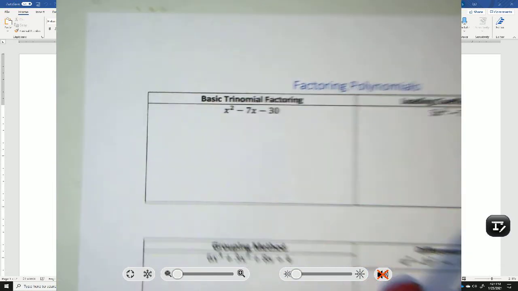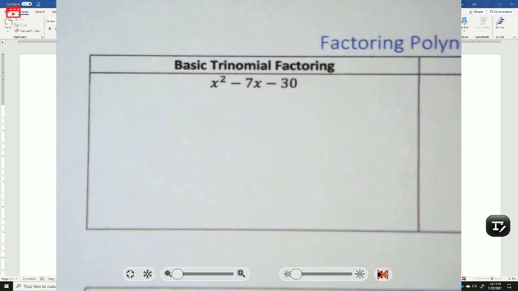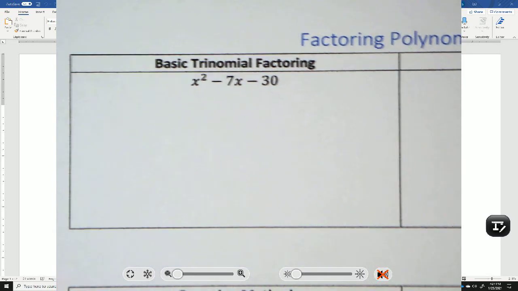I don't know what size screens you guys are looking at. Oh, here we go.